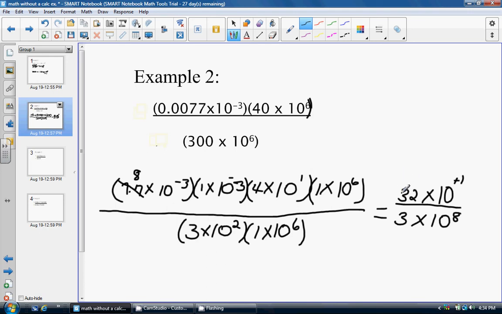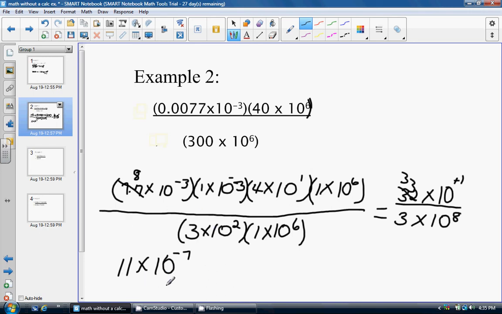Okay, now 32 divided by 3, that doesn't divide evenly. So what I'm going to do is I'm going to make this 33. Because 33 divides evenly by 3, that gives me 11. I already rounded, so what's a little bit more rounding? I just rounded a little bit here, so a little bit more rounding isn't going to kill me. Now I have my exponents. When I'm dividing exponents, I subtract. 1 minus 8 gives me -7. So my answer is 11 times 10 to the -7.